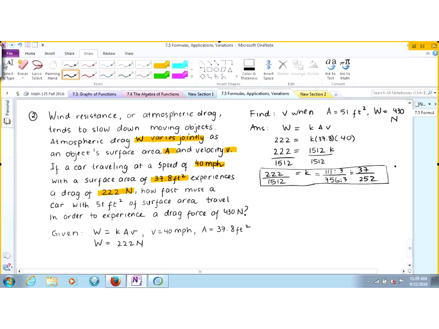Yes, it is better if you could simplify it. But if you don't, does it matter? Actually not. It doesn't matter to your answer. But sometimes in MathXL, they ask you, what is the constant of variation? So if MathXL asks you what is the constant of variation, what would you answer? 37 over 252. Yeah. Still, you have to simplify your answer. Really? I guess only when it says simplify.